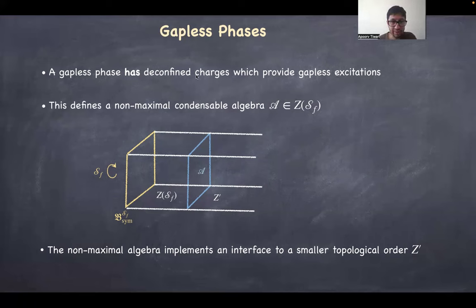And a condensable algebra which has deconfined charges, so not all charges are confined or condensed, is a non-maximal condensable algebra, A, inside this SymTFT. And this implements an interface between the SymTFT and some smaller topological order, denoting here as Z prime.